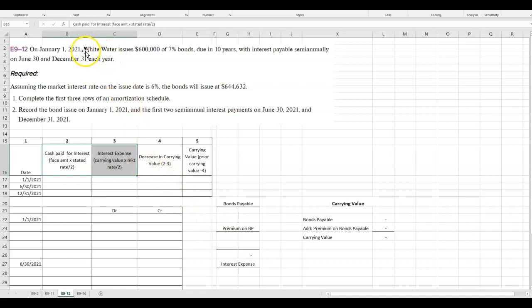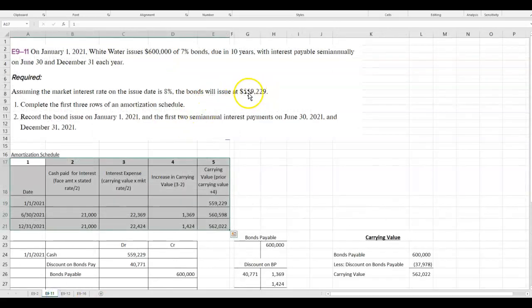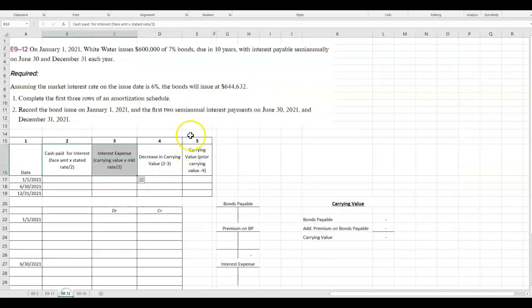This one, they issue $600,000 of 7% bonds due in 10 years with interest payable semi-annually. Same issue, except the market rate of interest at the time of the issue date is only 6%, not 8%. So the bonds are going to issue at a premium, more than face value. Back here, the bonds issued at less than face value, so they issued at a discount. Here, they issue at $644,632, which is more than face value, so it's going to be a premium.